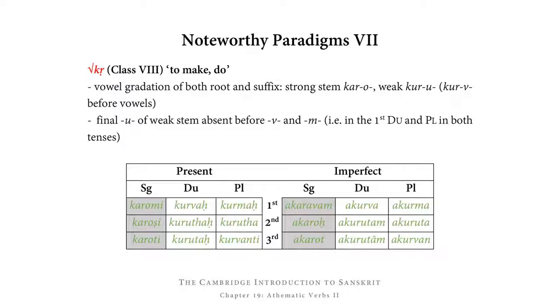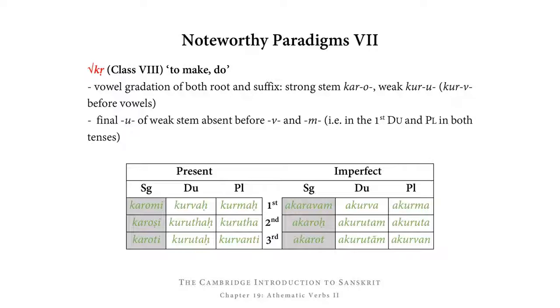In the present, karomi, karosi, through sandhi, karoshi, third singular karoti. Then first dual kurvah with the weak stem kuru and the u dropping out in front of the vah, so not kuruvah but kurvah. Then going on kurutah. First plural kurmah, again not kurumah but kurmah. Then kuruta, and not kuru but kurv in front of a vowel, giving us the third plural kurvanti.